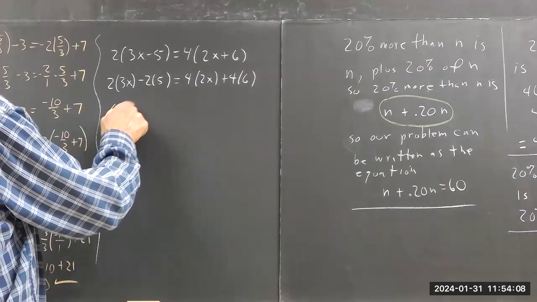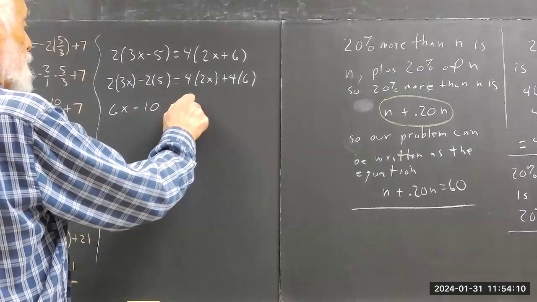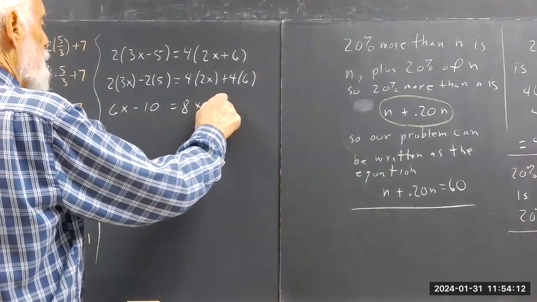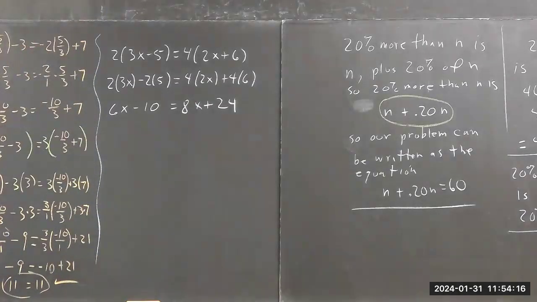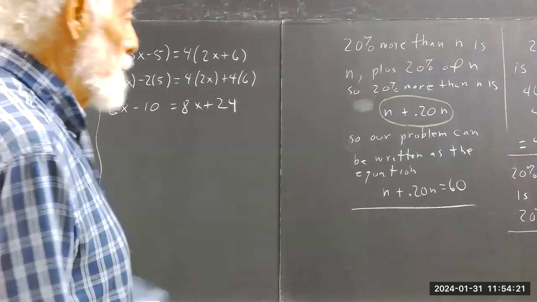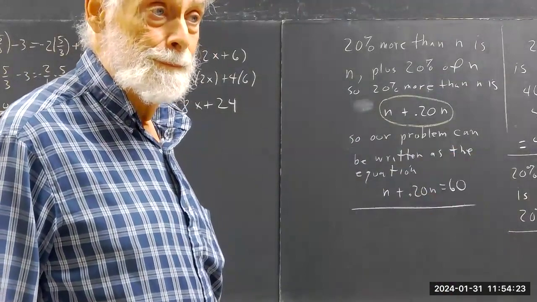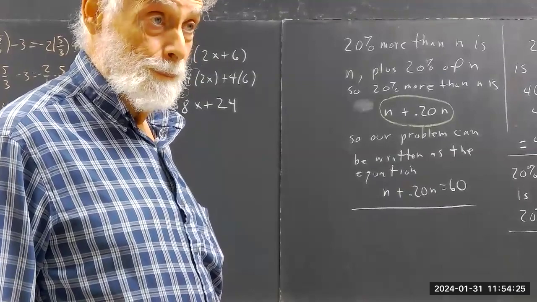And we have 6x minus 10 equals 8x plus 24. And there we have it. At that point, we've got a problem just like the first one, and we solve it quickly.